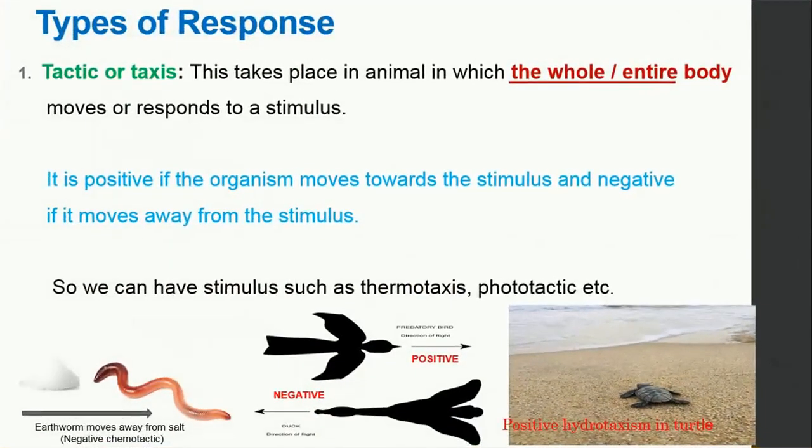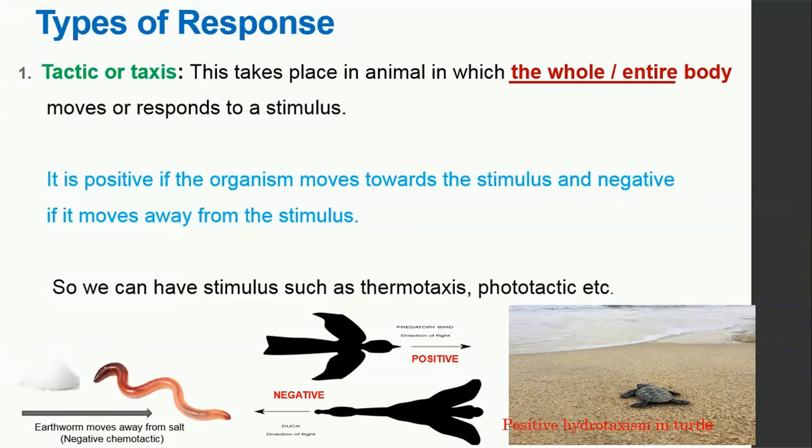Now, types of response. We have 3 types of response. The first one is called tactic or taxis. Now, this takes place in animals in which the whole or the entire body of the organism moves or responds to a particular stimulus. Now, it is directional. The meaning of this is that it is positive if the organism moves towards the source of the stimulus, and it is negative if the organism moves away from the source of the stimulus.